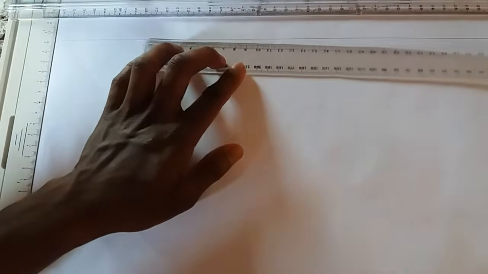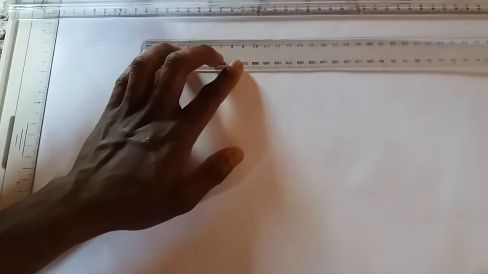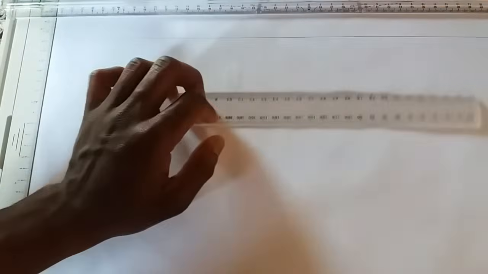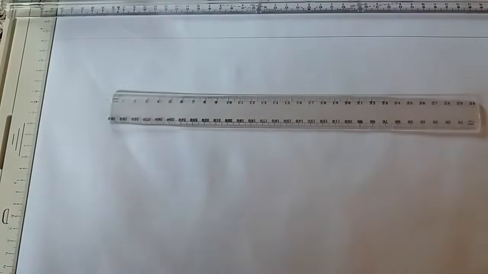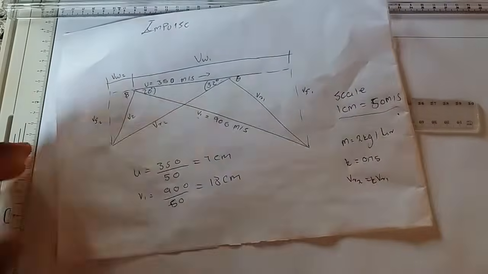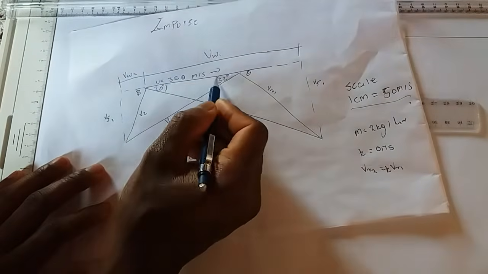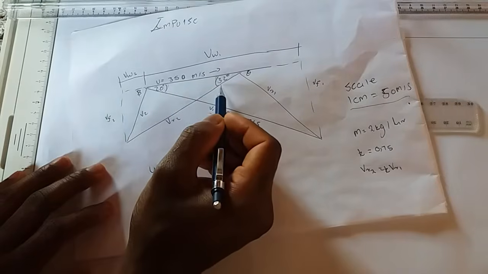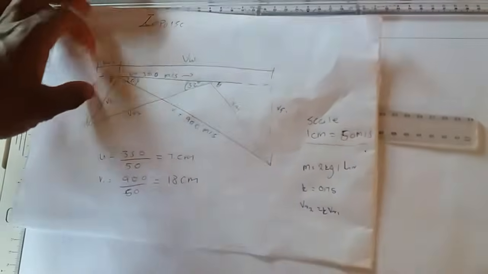First we will measure this line, being the line representing our velocity of the blade, and we got that it is 7 centimeters. So we will measure 7 centimeters from here to here. That is our 7 centimeters. Then now I have the measurement of 7 centimeters. The next step to do is to measure these two angles, our 20 degrees and our 32 degrees.